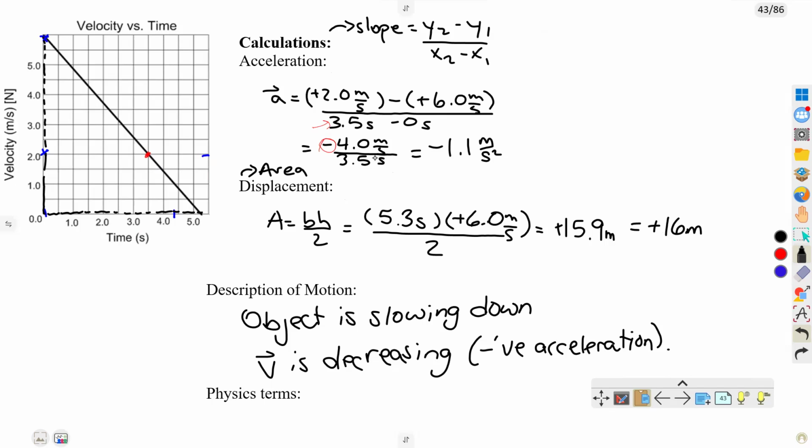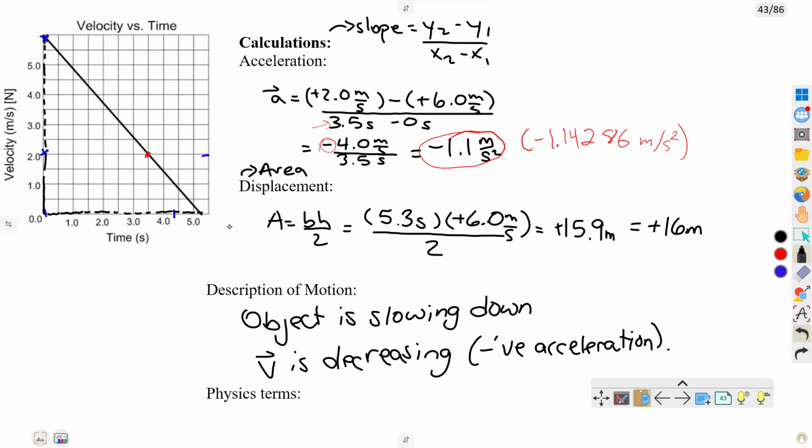Just give me 1 second here. Okay, so we're going to get a repeating number, but what it works out to is negative 1.14. Let me give you a few more decimal places: 286. Okay, so again, we want to round for the correct number of sig digs. 2 sig digs here, 2 sig digs there. So negative 1.1 meters per second squared will be our total acceleration.